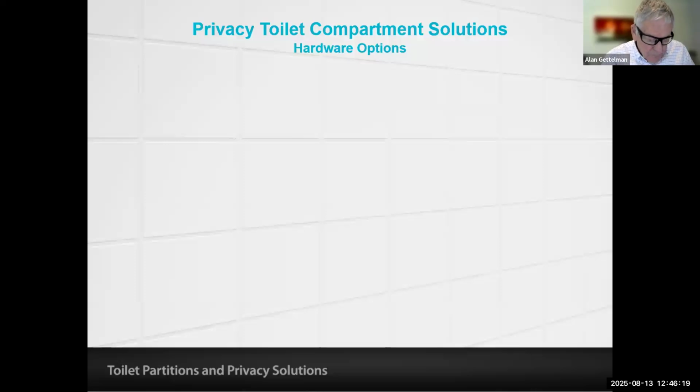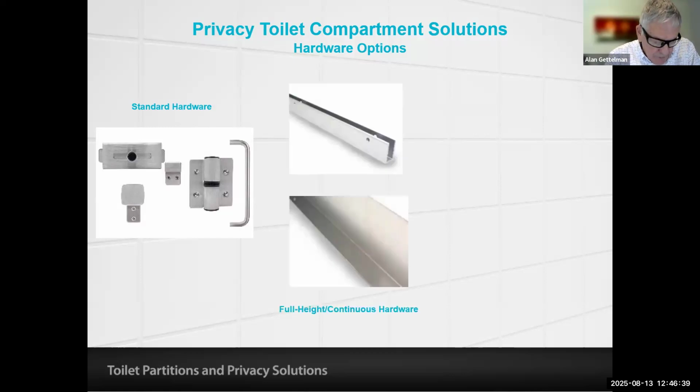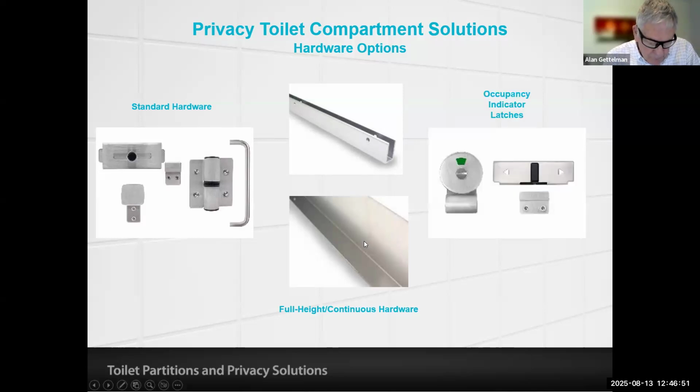The type of hardware selected can also impact sight lines and thus have a significant impact on privacy. Some hardware can also enhance the patron experience. Hardware components may include hinges, latches, keepers, coat hooks, as well as mounting brackets. The options that may enhance privacy and aesthetics from the front of the toilet compartment include full height continuous hardware, which includes brackets that run from the bottom of the door and panel to the top, eliminating sight lines at the hinges.